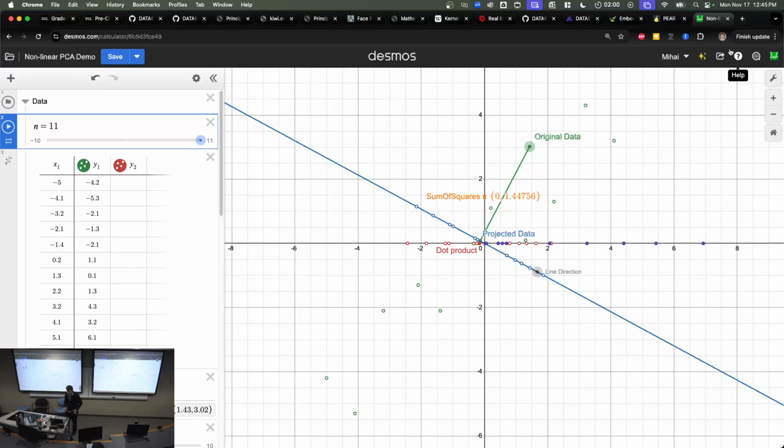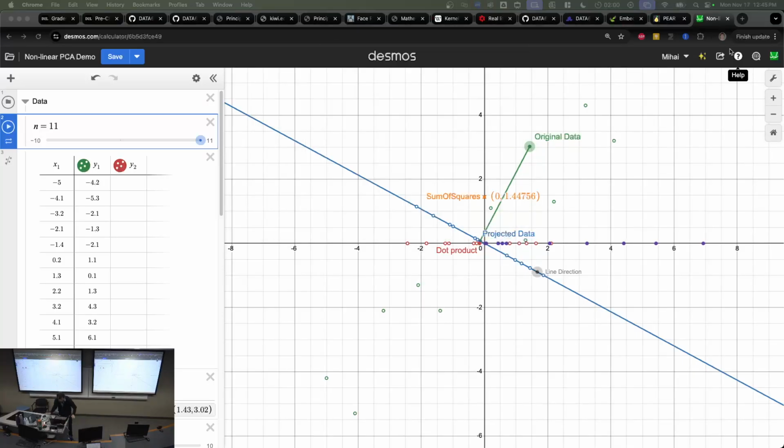Okay, I think that's where we're going to stop. We're going to stop a little bit early so I can make this example for you next class. That's where we'll finish for today.